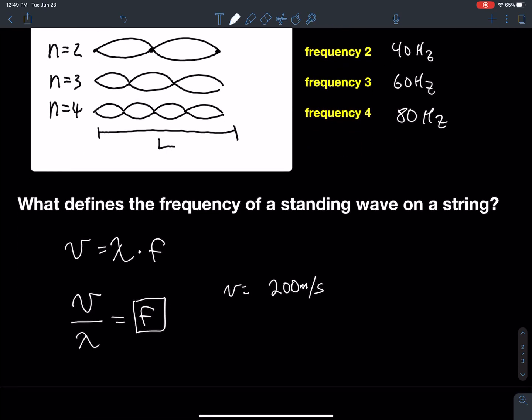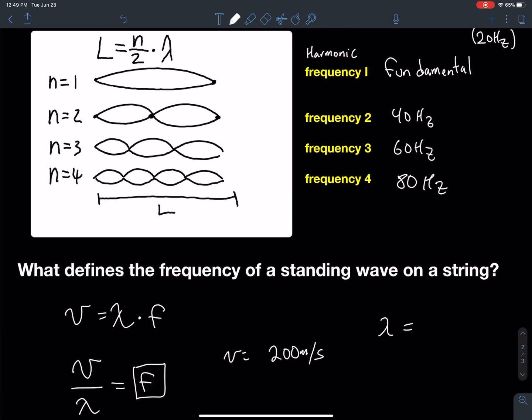Okay, so wavelength is going to be equal to, if I rearrange that equation, 2 times L over N. Do you guys see how I did that? I just rearranged this equation over here to make wavelength my subject. So the wavelength is 2 times the length divided by N. And if I'm looking at the first harmonic, N is equal to 1, my wavelength is going to be 2 times the length of the rope.